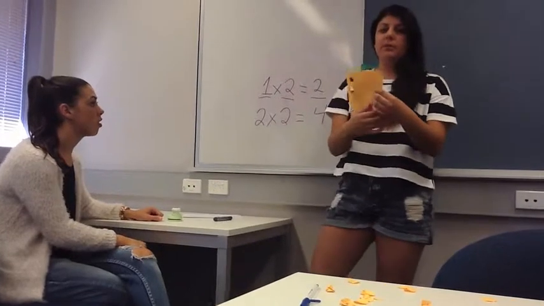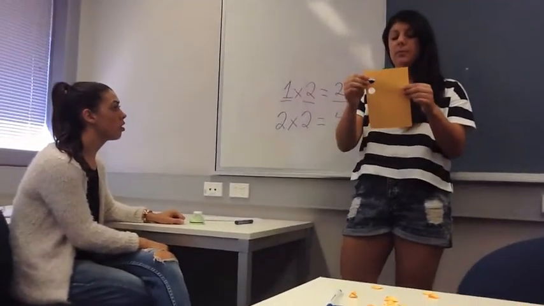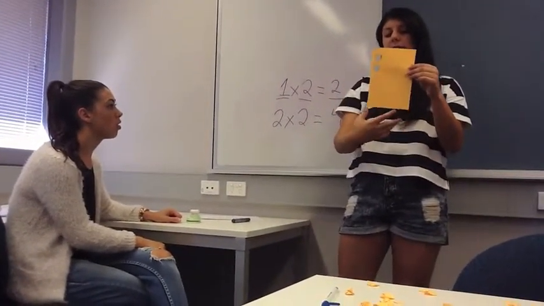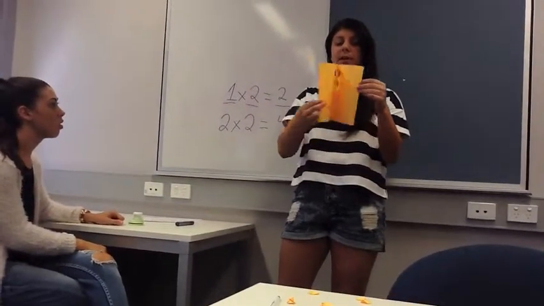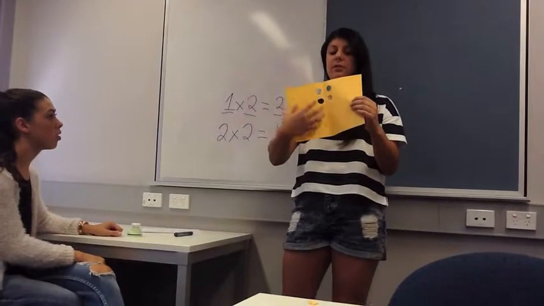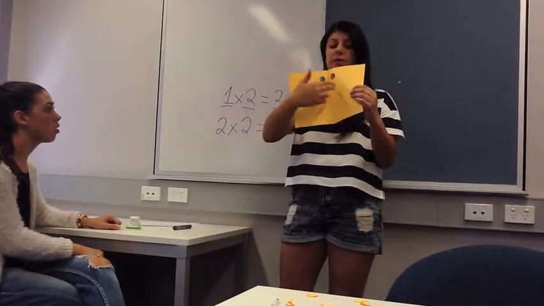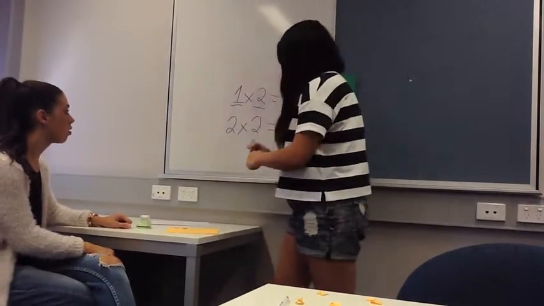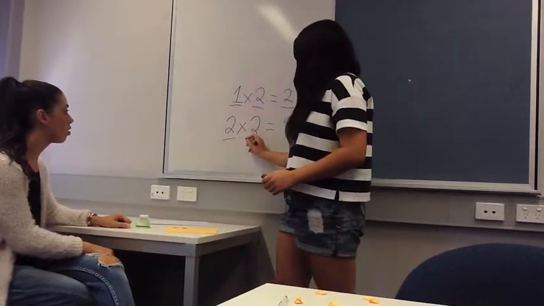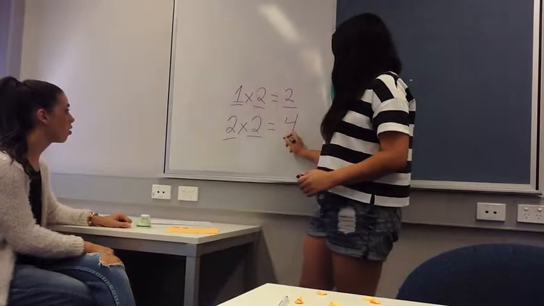The paper also represents groups of, as the first sheet is groups of 1, and when you're opening it, it shows 2 groups of 2. So that's another way of saying that 2 groups of 2 equals 4.